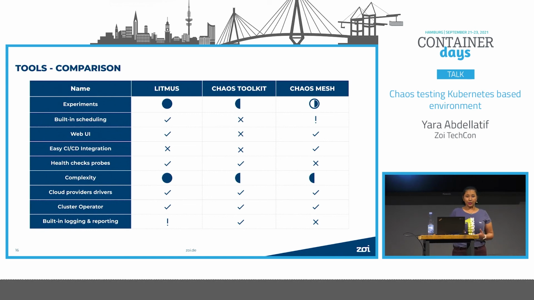Chaos Mesh has integration with GitHub Actions, so it can easily integrate with your pipelines. Another thing is the health check probes, the one you saw in the demo before that I checked, for example, for HTTP requests. There are a lot of other health check probes in Chaos Toolkit, but not every tool has this. So with a tool like Chaos Mesh, for example, you would want to include or integrate another monitoring system that does those kinds of checks for you.